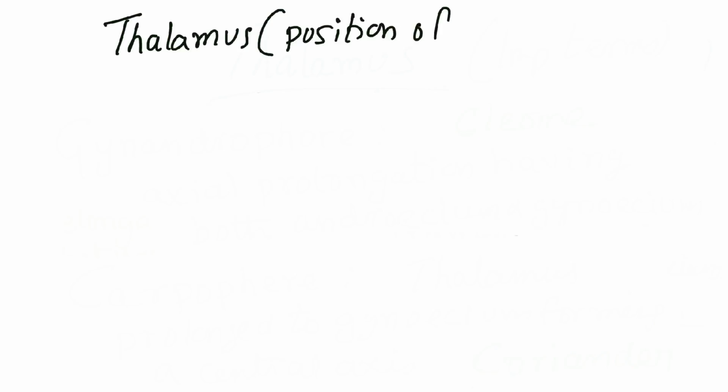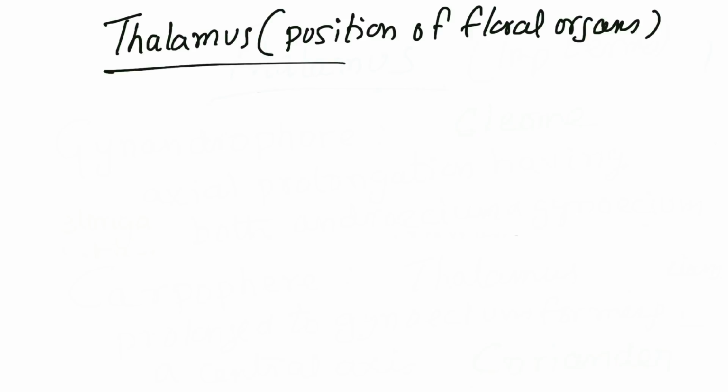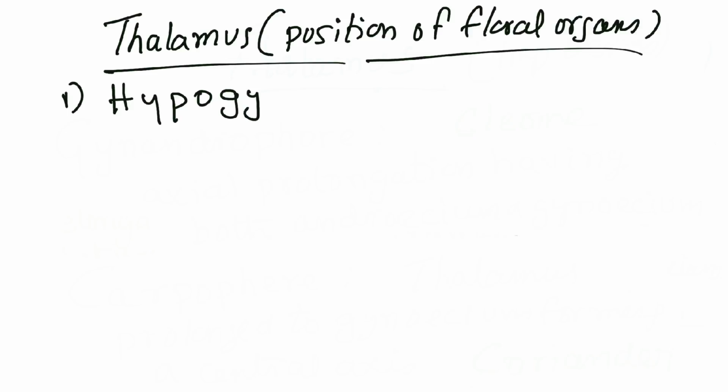Now we are going to a very important section as far as the NEET biology paper is concerned. It's dealing with the classification of thalamus based on how it is positioned with respect to the other floral organs. It's very important. We know that thalamus is the part on which the floral organs develop. So the development of the other floral organs could be such that it could be inferior or superior to thalamus. That's the kind of things we are looking at.